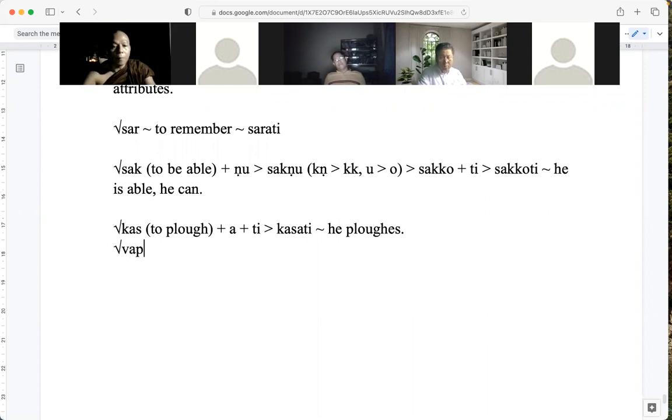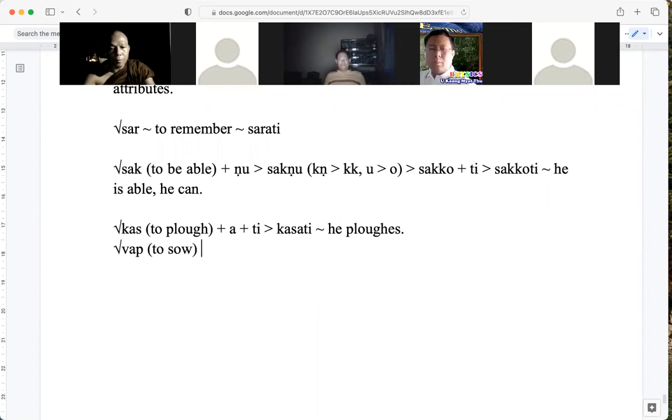And then root wap means to sow or to grow. Sign is A and then D. So we have the wapati. So he sows. Okay.